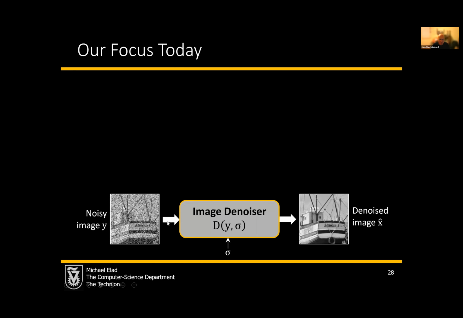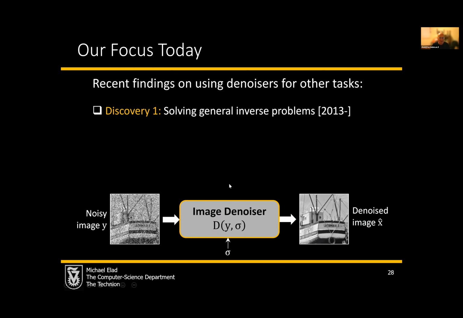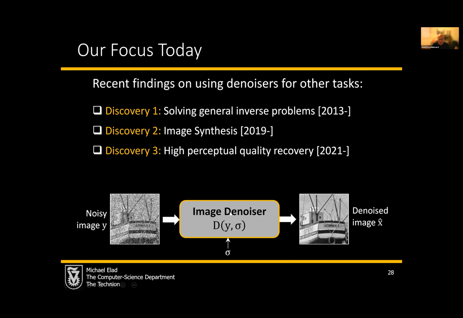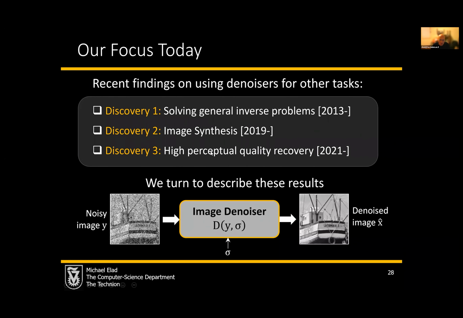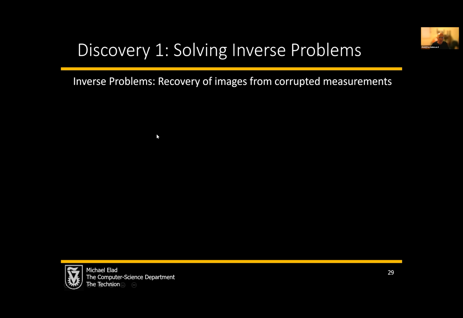And what I'll try to do today is to show you that this innocent looking block, the denoiser, can do other things. It can solve inverse problems. And this is something that started in 2013 and it is still very vivid until today. It can be used for synthesizing images out of thin air, and this is quite recent. And it can be used in order to ask more daring questions about denoising itself and other inverse problems. How do you recover high perceptual quality results in inverse problems? And what I'll do now is to dive into each of those three and tell you the story as it took place. Okay, so let's start with inverse problems.